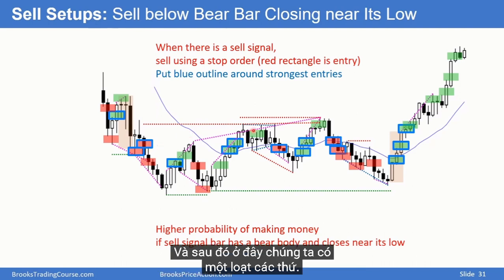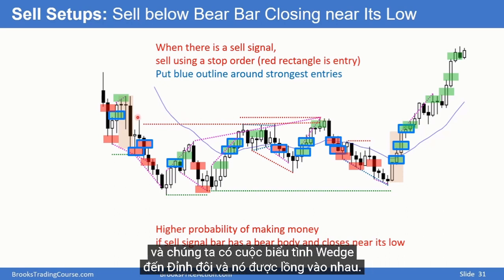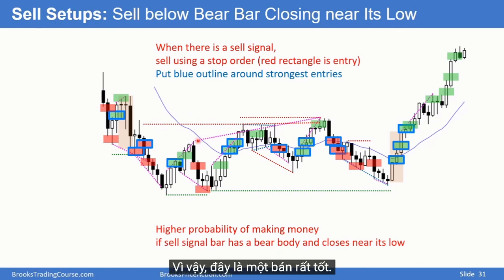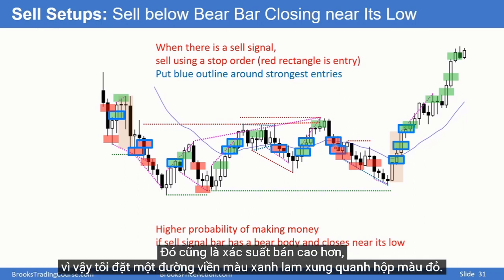And then here we have a whole bunch of things. We have an expanding triangle, a micro double top, possibly a double top here, and we have a wedge rally to a double top. And it's nested. We have a smaller wedge here and a bigger wedge here. So this is a very good sell. We have a second consecutive bear bar closing on its low. That's also a high probability sell. So I put a blue outline around the red box.